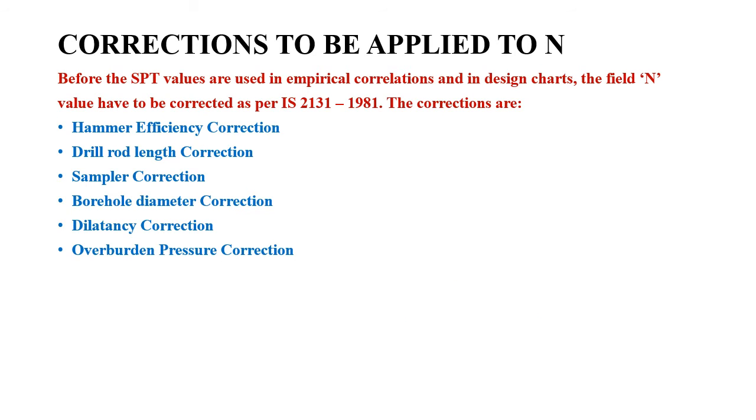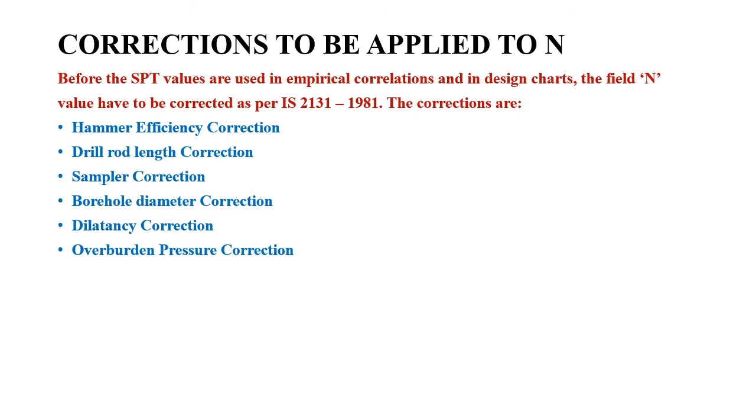So basically this is a test, and obviously there will be many corrections to be applied to this test. These are the basic corrections that are applied. As per IS 2131:1981, we cannot directly use, especially as you just saw the correlation table of N value with other soil properties, the N value that you directly got from the field observation.